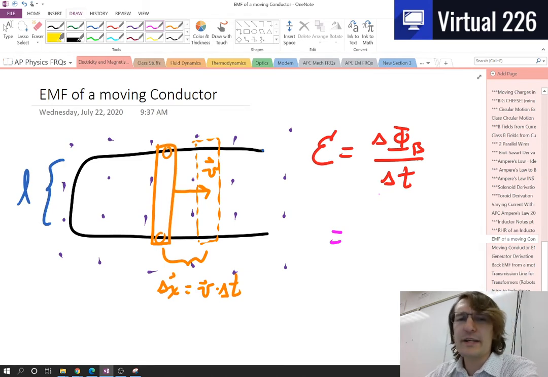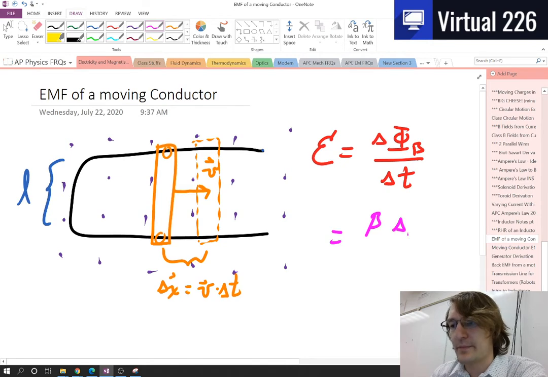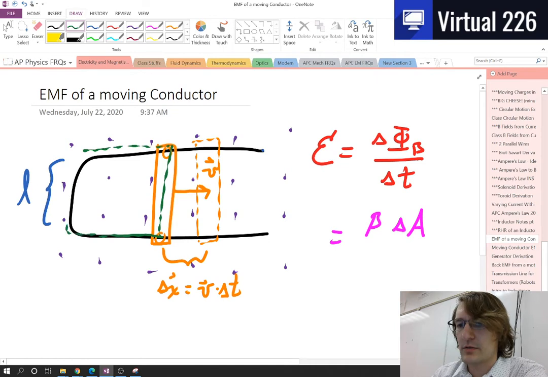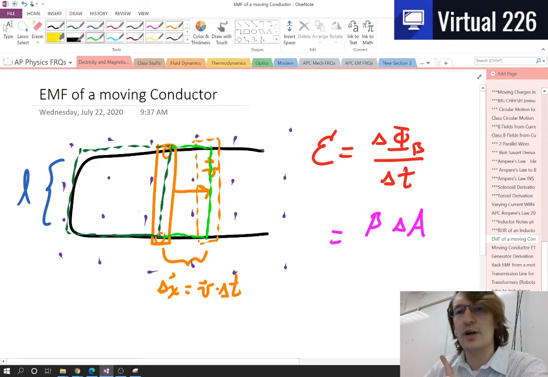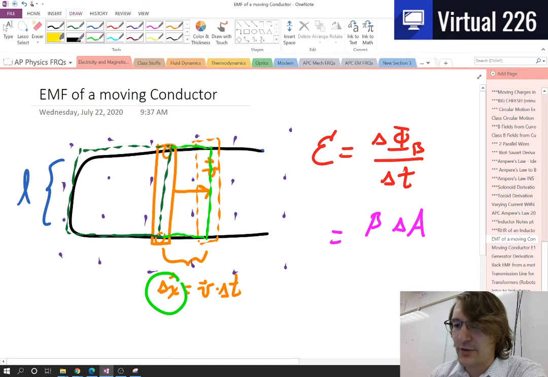Now, we need to change it in some way, so we either need to increase the B field, which we're not, it's a constant, or we can change the area, which we've actually done. If we take a look at our loop here, and these need to be closed loops for this to occur, our first loop was this. But our second loop actually includes this extra bit of area. And we know what that extra bit of area is. It is a delta x multiplied by a length.